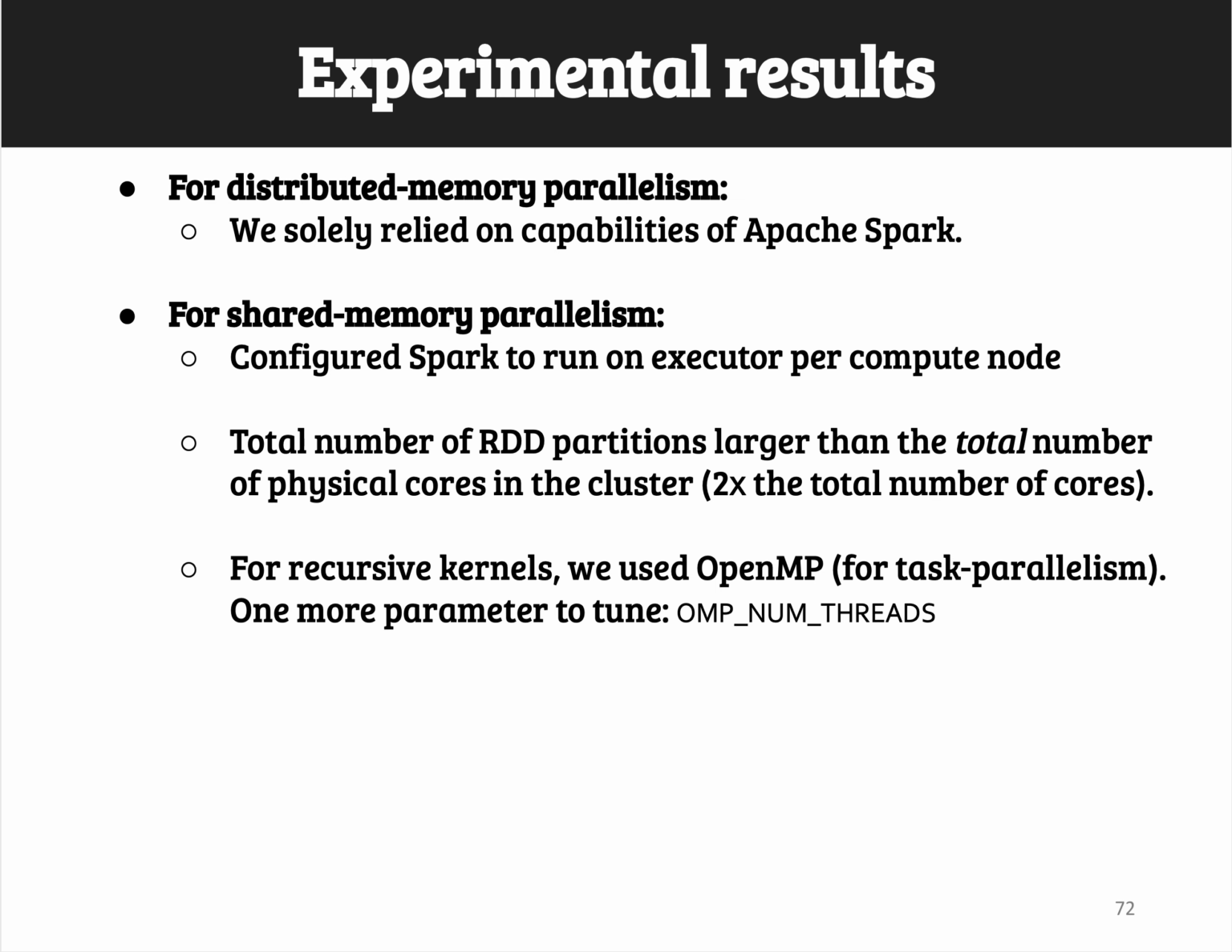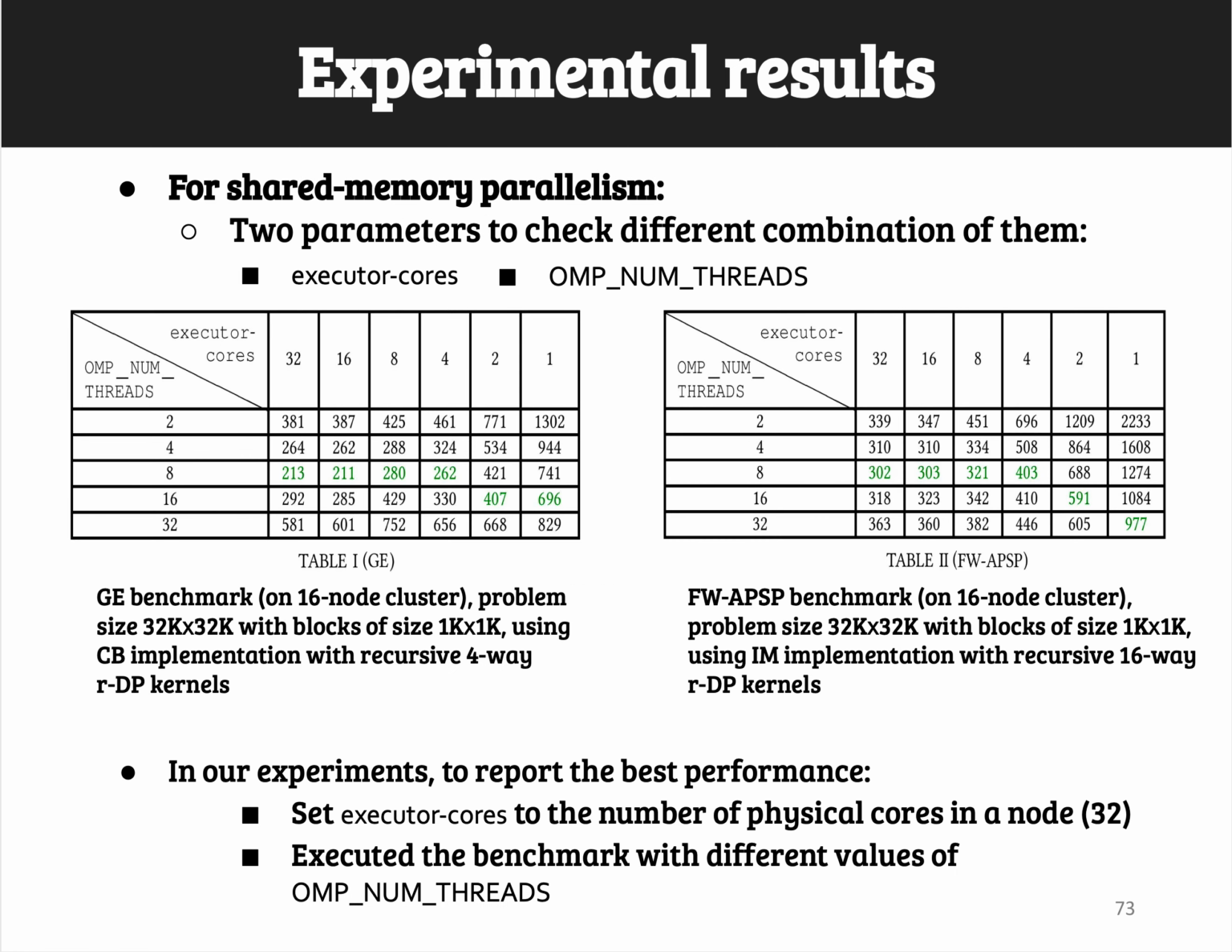Alright, for distributed memory parallelism, we solely relied on the capabilities of Apache Spark, but for shared memory parallelism, we configured Spark to run one executor per compute node. We set the total number of RDD partitions to 2 times the total number of cores, and for recursive kernels, we use OpenMP for the task parallelism. So there's one more parameter to tune, OMP num threads.